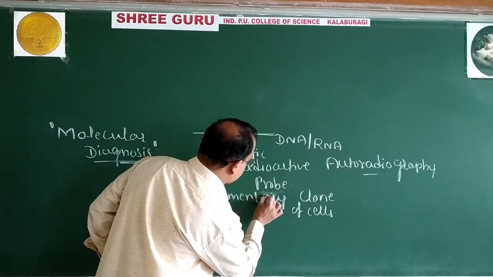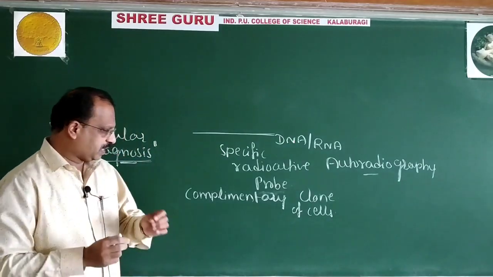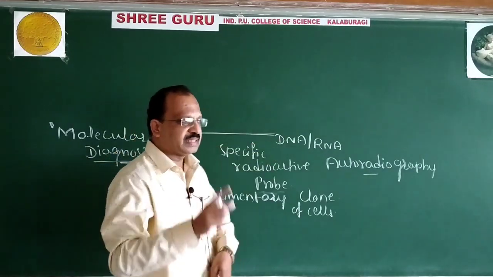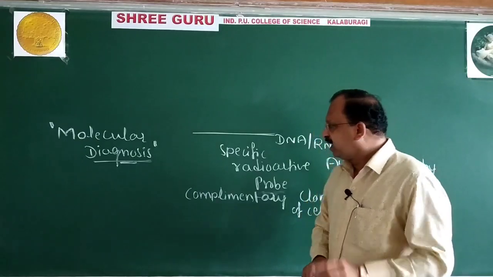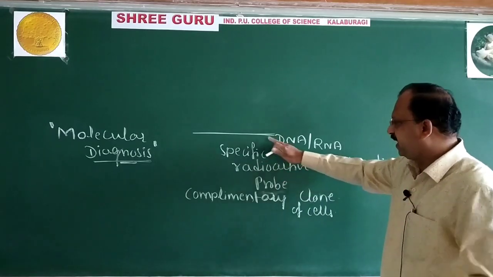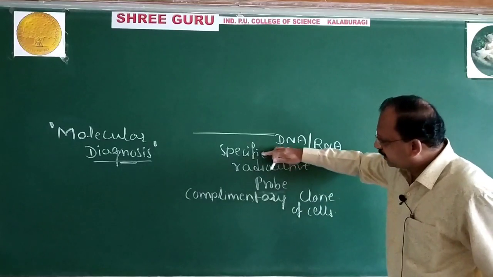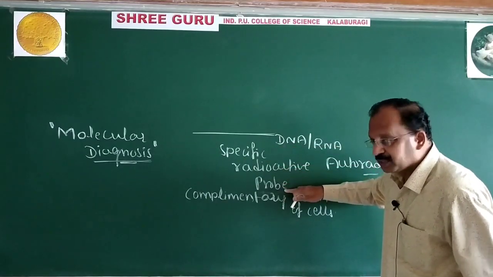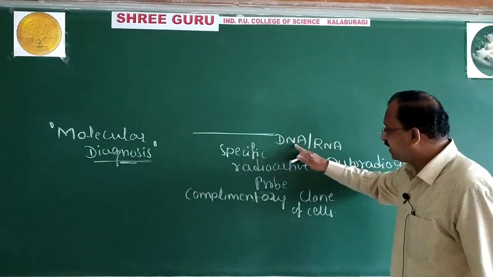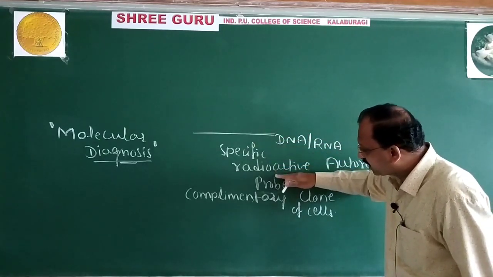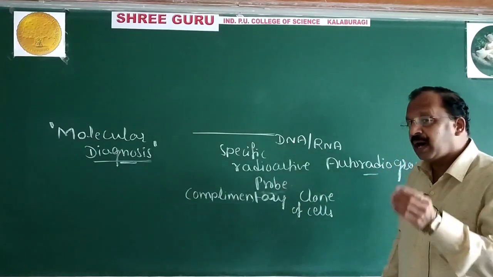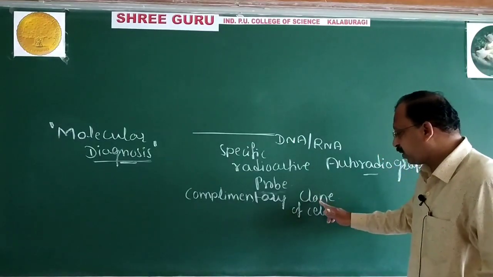Now look over, the important point of this molecular diagnosis. A single stranded DNA or RNA is tagged with specific radioactive probes. A probe is nothing but single stranded DNA or RNA. Then it is allowed to hybridize to its complementary strand in a clone of cells.